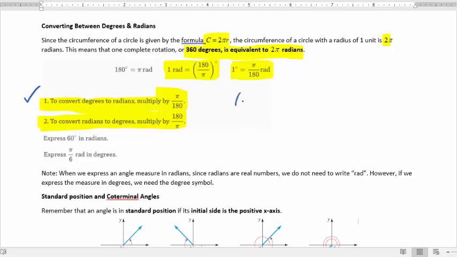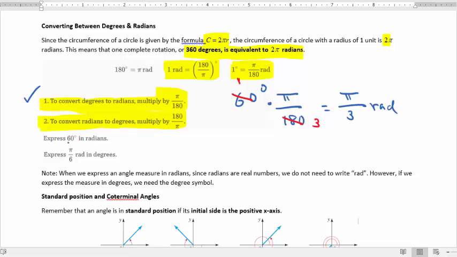So I'm going to say 60 degrees times pi divided by 180. Well, 60 over 180 is really 1 over 3. So 60 degrees is going to be pi over 3 radians.